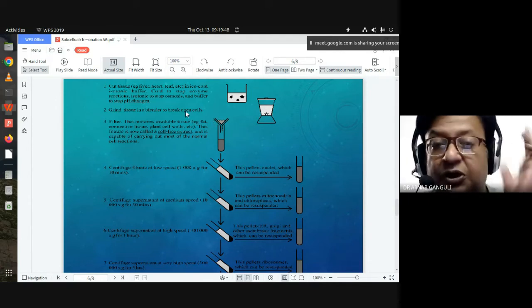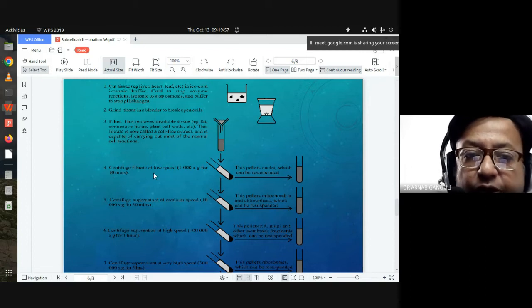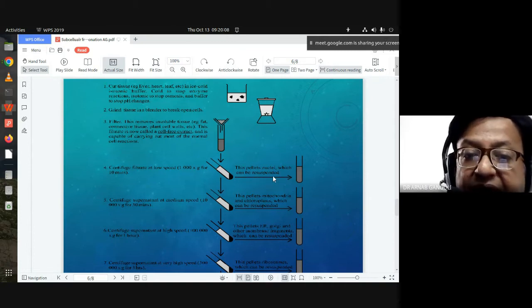After chopping, you filter it through a muslin cloth, and you have the cell extract in a tube. First, at a low speed, 1000 G for 10 minutes, you centrifuge it and the pellet forms. The supernatant is the top liquid part, and the pellet is formed at the bottom. This pellet will have the nuclei. So you have a nuclei enriched fraction.